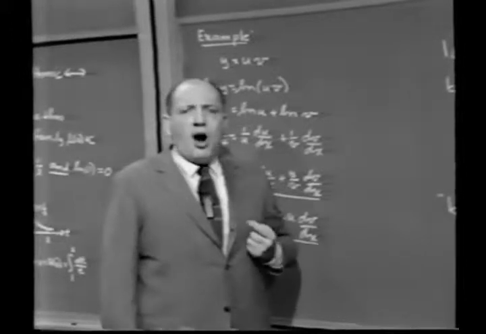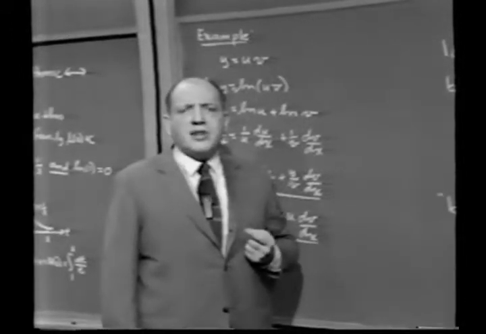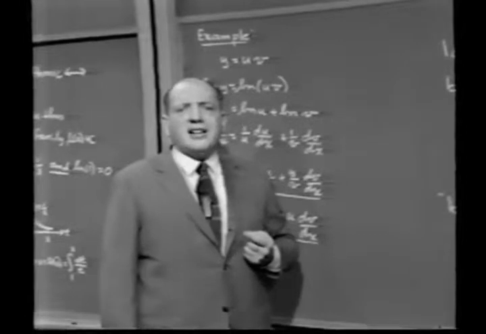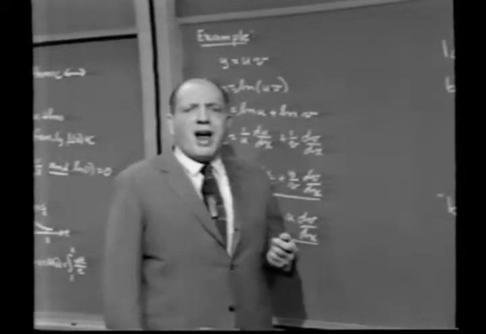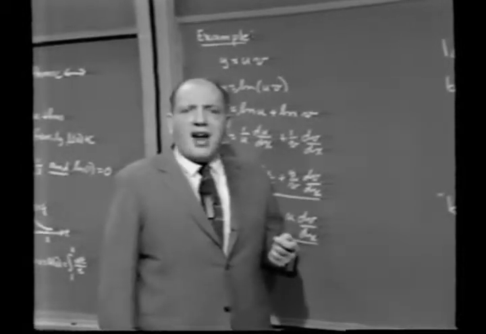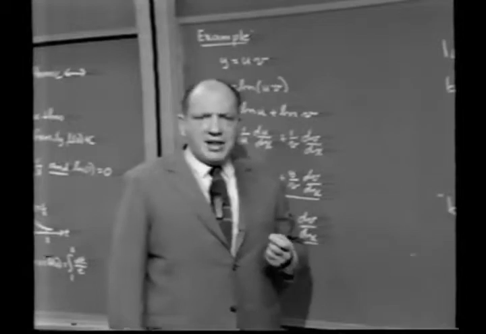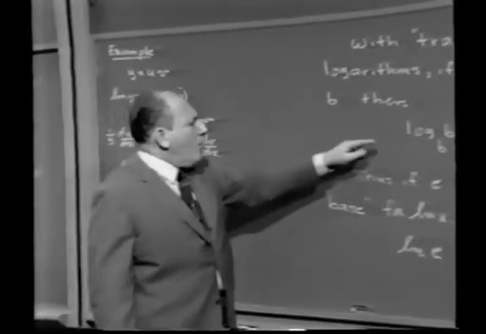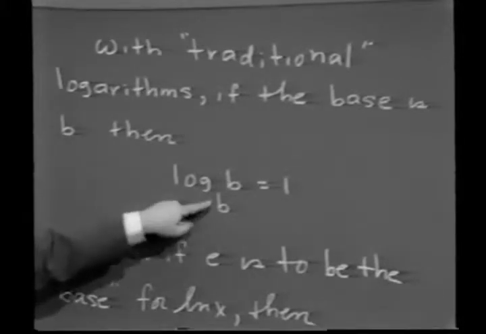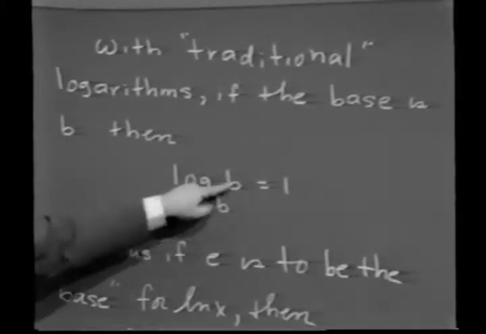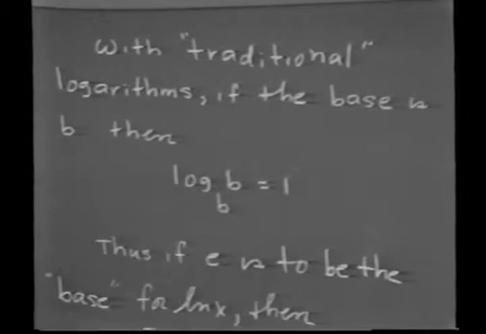If we so wanted, and there's no reason why we have to do this, if we wanted to associate a base with the natural log system, this is just a little aside, and we'll talk about this more perhaps in the learning exercises or in the supplementary notes as need be. But the idea is this. Notice that in a traditional logarithm system, if the base is b, the base is characterized by the fact that the log of b to the base b is 1.